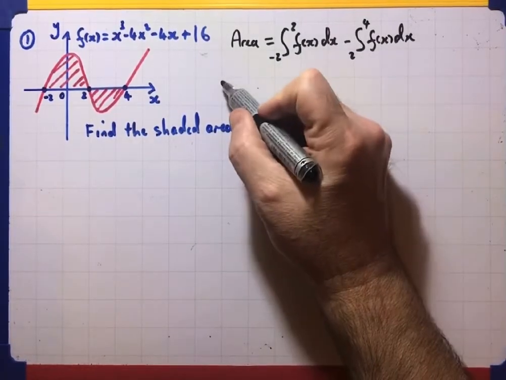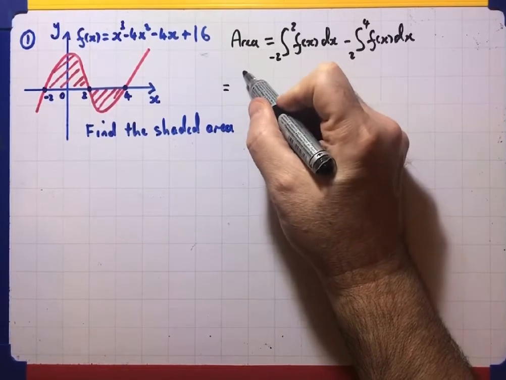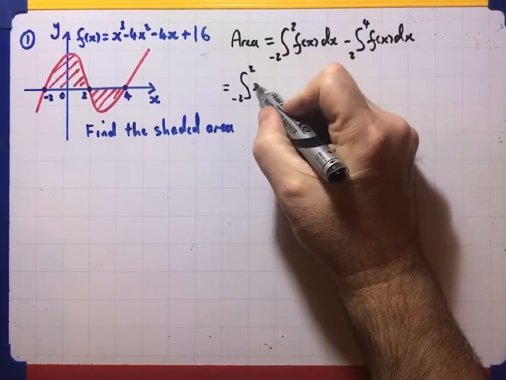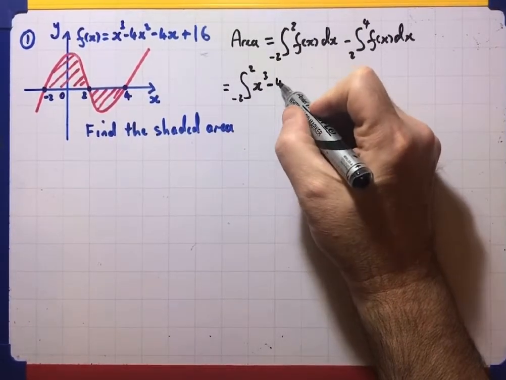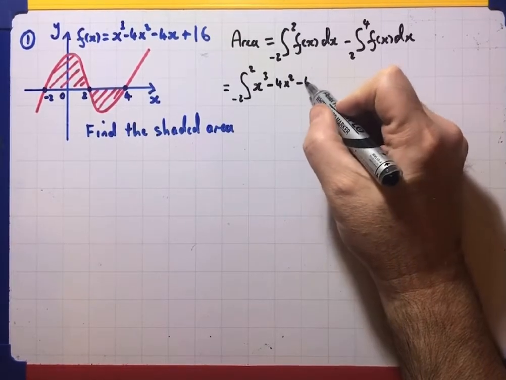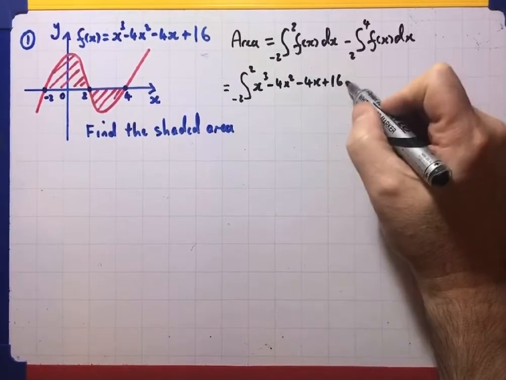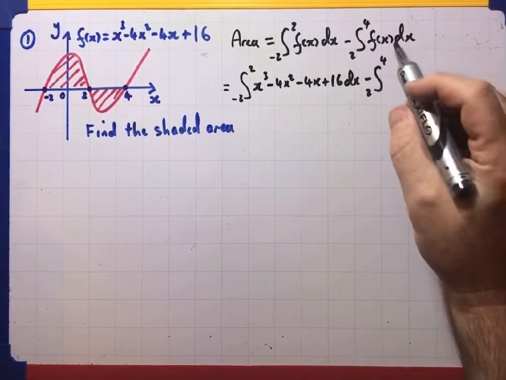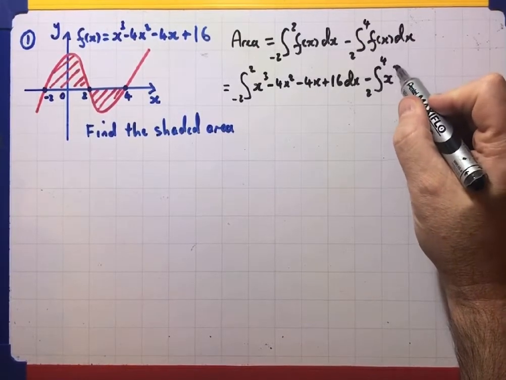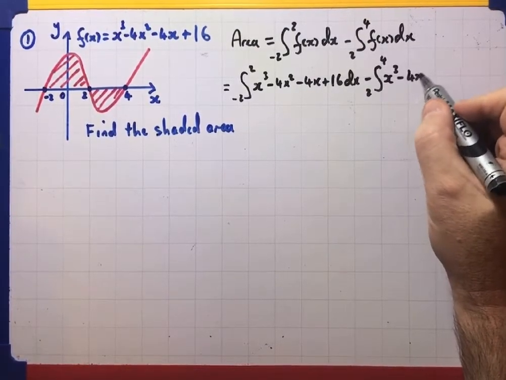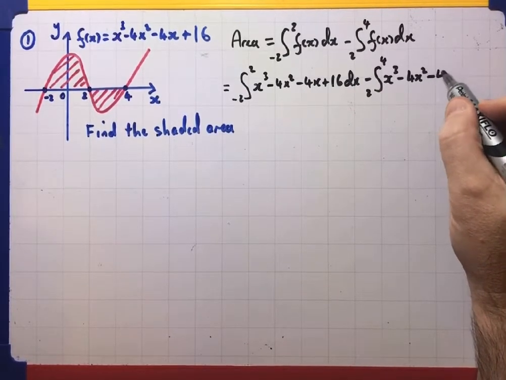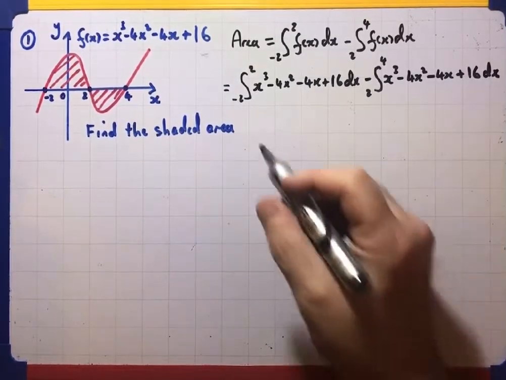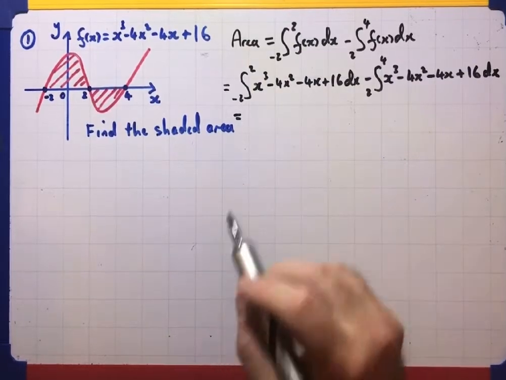Okay, so we know it's going to be the integral from -2 to 2 of this thing, x cubed minus 4x squared minus 4x plus 16 dx, minus the integral from 2 to 4 of the same thing, which is x cubed minus 4x squared minus 4x plus 16 dx. Okay, let's integrate that.